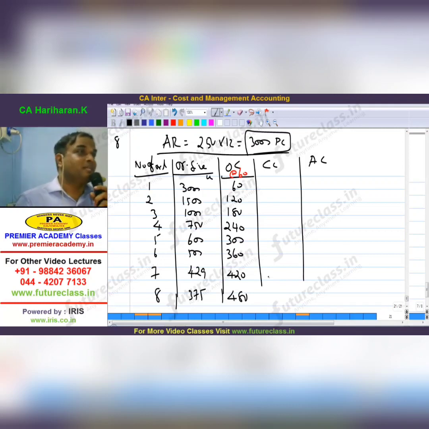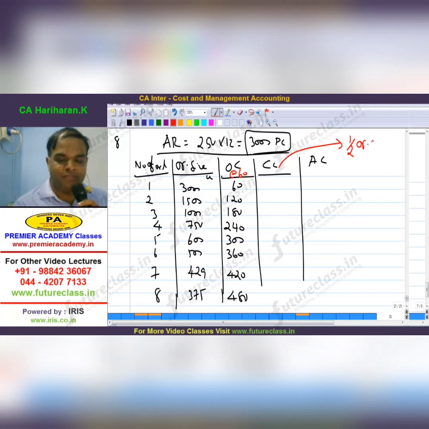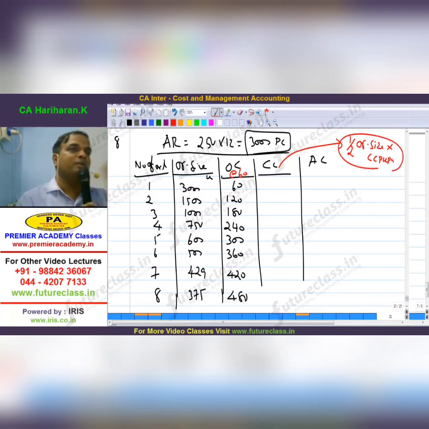Ordering cost over. Carrying cost, what is the formula for the carrying cost, sir? The formula for the carrying cost is half of the order size into carrying cost per unit per annum. Now we are learning the new formula. What is the formula for carrying cost? Half of the order size into carrying cost per unit per annum. How much is the carrying cost per unit per annum? 1 rupee. Am I right or not?